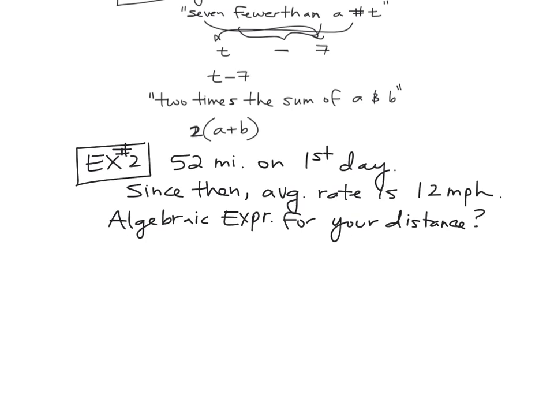So you're on a bike trip. You went 52 miles the first day. Since then, your average rate has been 12 miles per hour. What is an algebraic expression for the distance you've traveled? I love mistakes. Don't be afraid to make a mistake. What do you think it is? It's okay to be wrong. Okay. Piper.